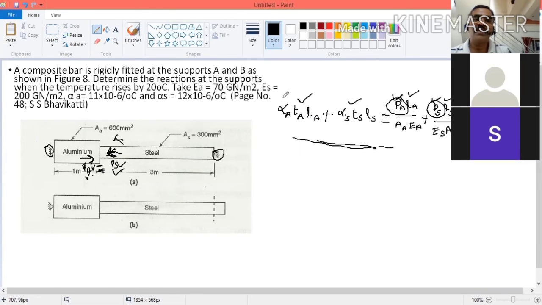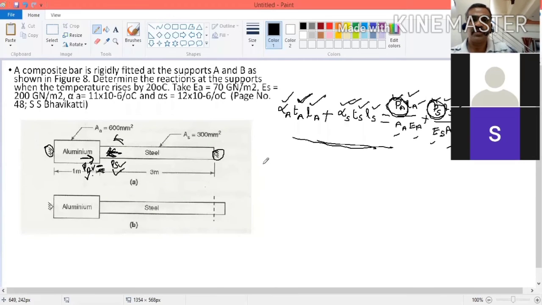Now all values are known. Alpha A is known, TA is known, LA is known, alpha S is known, TS is known, LS is known, and PA and PS are not known. A, E, LA, LS, ES, AS, everything is known. You have to find only the value of PA and PS. PA and PS will be equal.